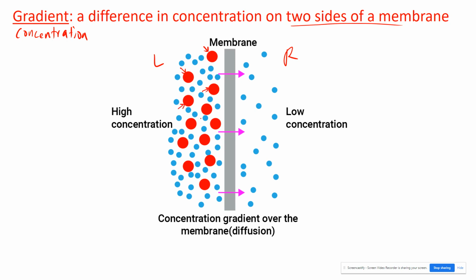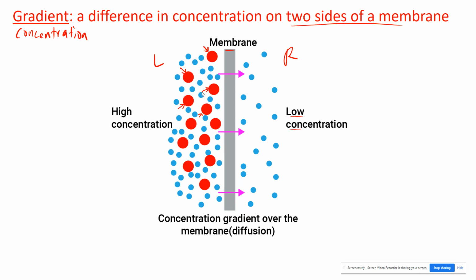And on the left side of the membrane, we have a very high concentration of them. We have 1, 2, 3, 4, 5, 6, 7, 8, 9, 10, 11. And so there's a high concentration of the sugar molecules here, and there's none of them here. So that is a low concentration. So that is a gradient, okay? Not the membrane itself. The gradient is the difference between the two sides of the membrane, okay?